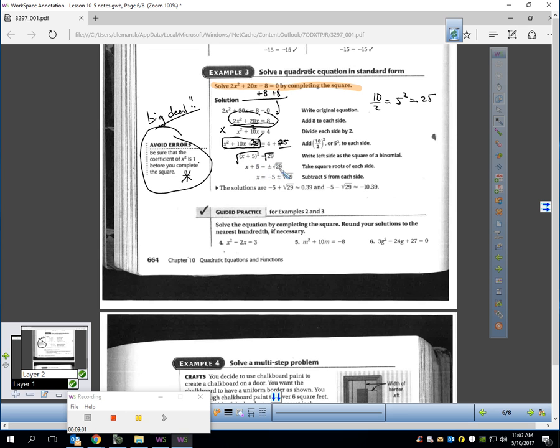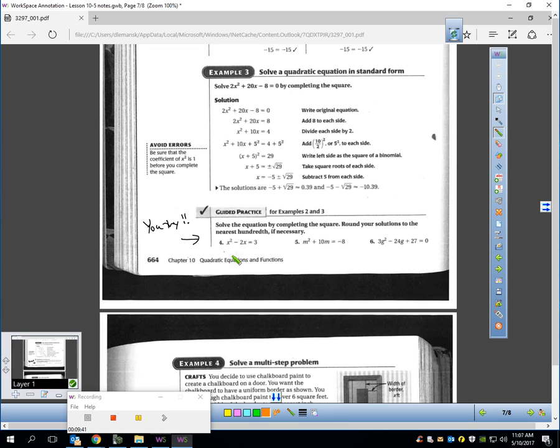Now, to solve that, square root each side. I would get x plus 5 equals plus or minus the square root of 29. Take away 5 from each side, and I'm going to get two answers. I'm going to get positive square root 29 minus 5, and negative square root 29 minus 5. When you put those in your calculator, this is going to work out to around positive 0.39, and this is going to work out to roughly negative 10.39. We're going to have to round those to the hundredth.